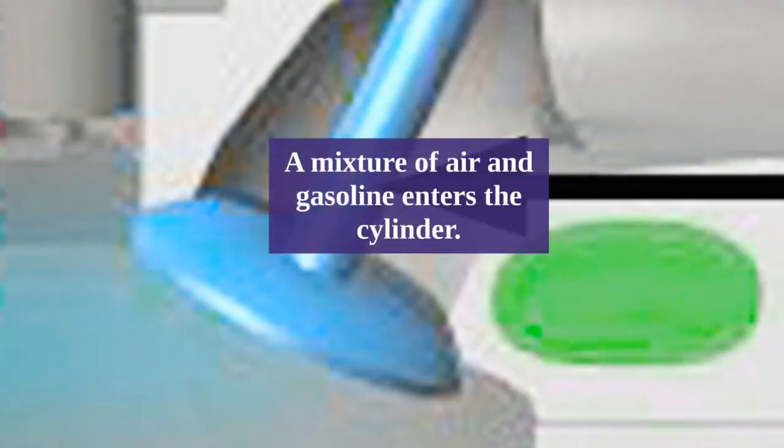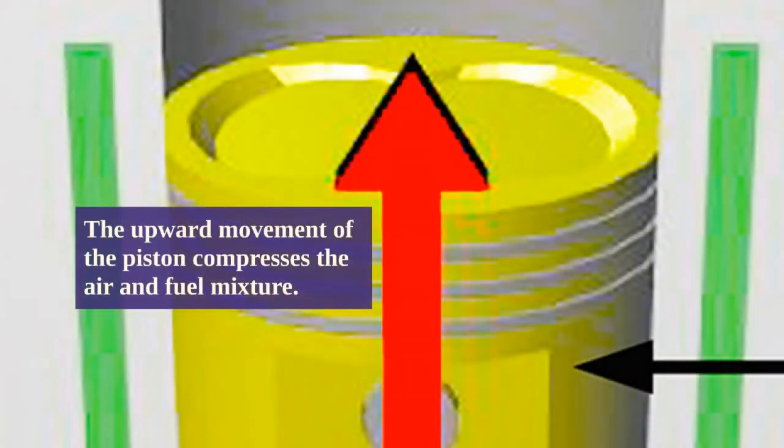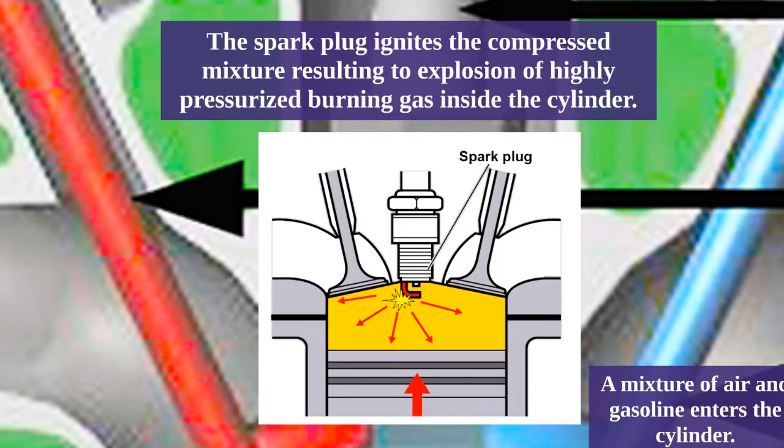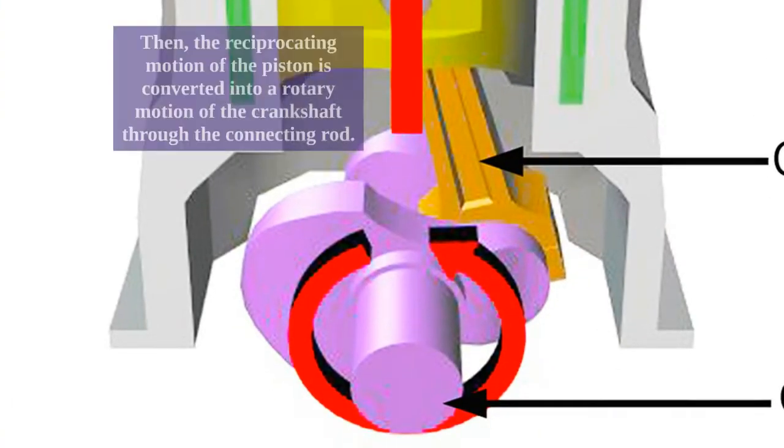A mixture of air and gasoline enters the cylinder. The upward movement of the piston compresses the air and fuel mixture. Then, the compressed mixture reaches a very high temperature and pressure. The spark plug ignites the compressed mixture, resulting in an explosion of highly pressurized burning gas inside the cylinder. Then, the reciprocating motion of the piston is converted into a rotary motion of the crankshaft through the connecting rod.